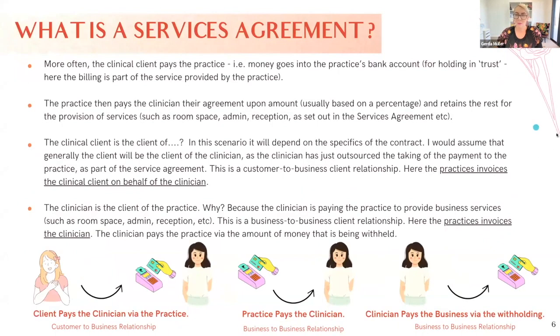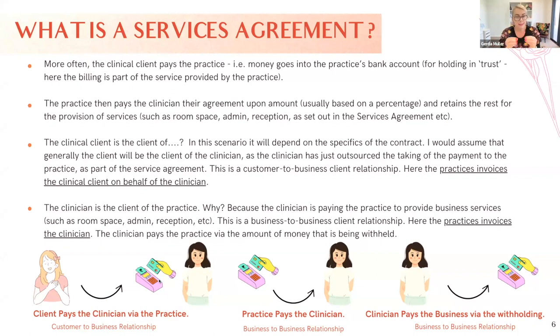Okay, and this is what the complicated version of this looks like. And it's generally practice owners that have this model, this one that I'm talking about, that confuse this model with proper or true contracting. So in this non-pure, complicated version of the services agreement, what happens? More often here, the clinical client pays the practice and the money goes into the practice's bank account, almost like for holding in trust, you know, like lawyers would do for holding in trust.